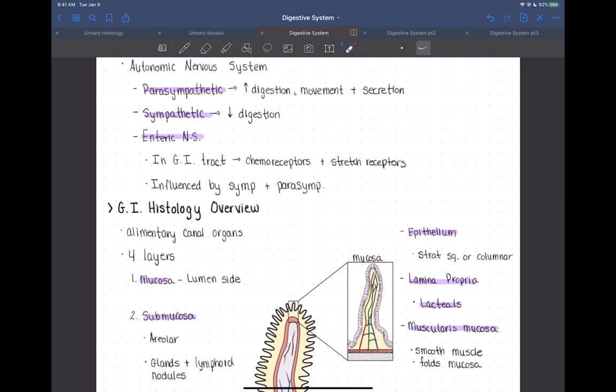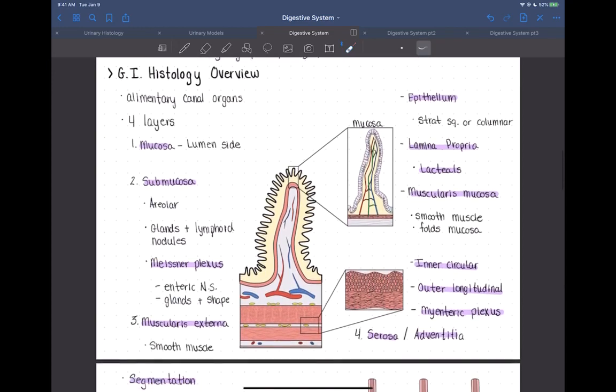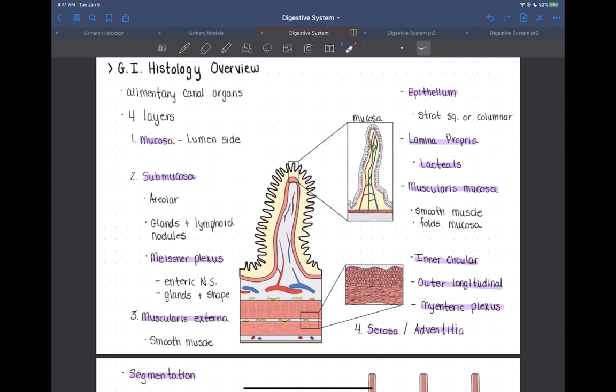Okay. So our last topic for this video, we're going to do an overview of histology. This is going to be histology specifically of the organs of the alimentary canal, not the accessory digestive organs, because they all have the same basic 4 layers in common. Each one will have some variations within those layers that we'll talk about when we go through them. Okay, so let's talk about the 4 layers.